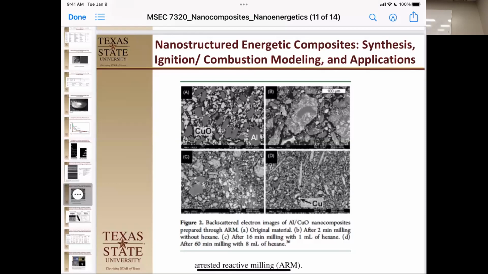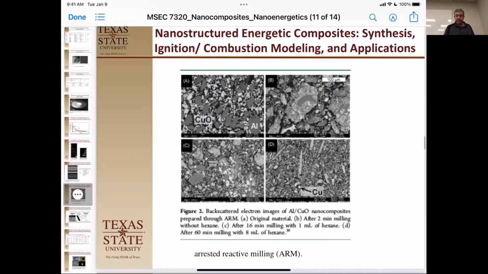They started out with just copper oxide and aluminum, and then when they started to mill it without hexane, it didn't aggregate that much. Milled it with hexane, and then milled it with hexane a little longer. And what they got is, look how much more intimately the copper and copper oxide is mixed, although it's gone a little far because there's no copper. But compared to that, this one should burn a lot faster. That's big chunks of oxidizer and fuel. So this is with that arrested reaction milling.